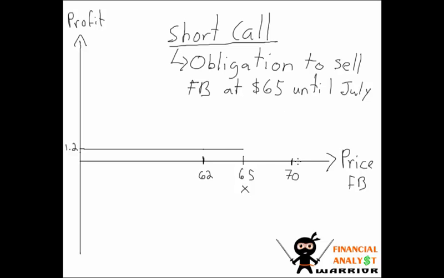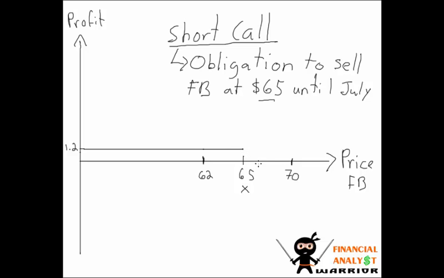So if the price is 70, he's going to have to go on the stock exchange, buy at the market price of 70, and turn around and sell it at 65. So he's losing $5, unless he already has the shares. In this case, it's called a covered call. But let's assume it's a plain vanilla naked short call. So he doesn't have the stock. He needs to buy it at 70 in order to sell it at 65, if the other person exercises, if the long exercises.